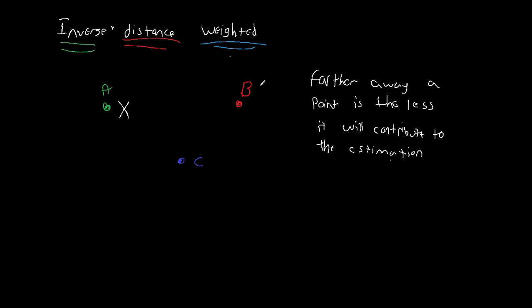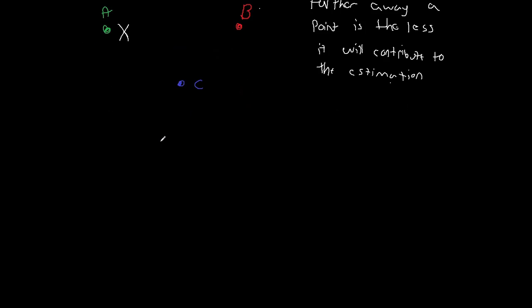So hopefully conceptually this makes sense. We're going to walk through the equation in just a second. But again, just to reiterate, the idea here is that we're weighting the value by the inverse of the distance of the point we're interested in and all of the other points that we're considering. So what does that look like in terms of an equation?